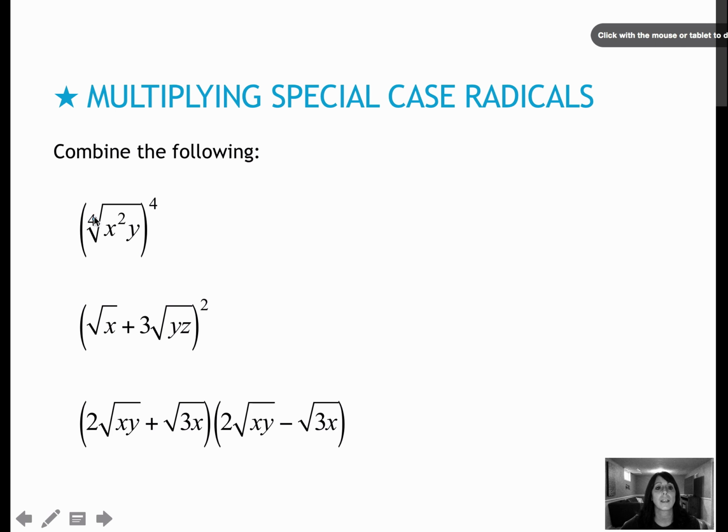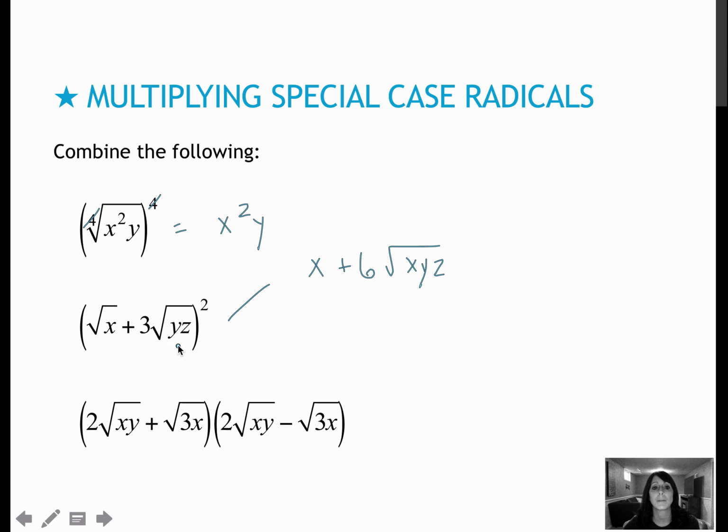For the first, again, I've got the 4th root and to the 4th power, so very straightforward, they just cancel each other out. For the next, I've got a perfect square. So again, I'm going to square the first term, which gives me an x. I'm going to multiply the two together and double it. So that would give me 3 radical xyz. Doubled would give me 6 radical xyz. And then I'm going to take the last term, and I'm going to square that, so that would give me 9yz.